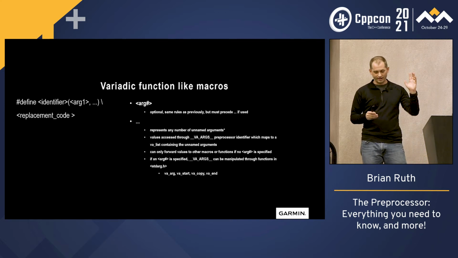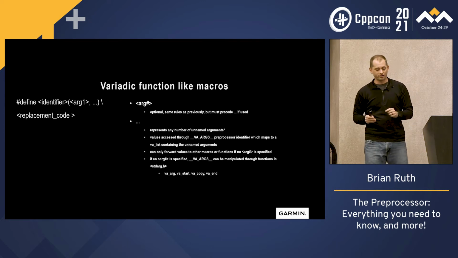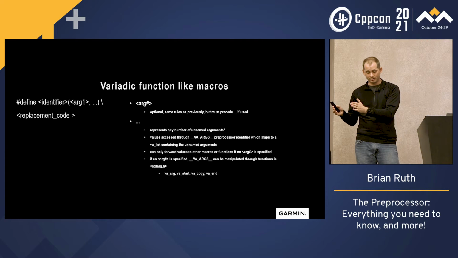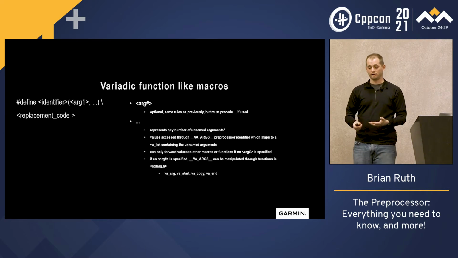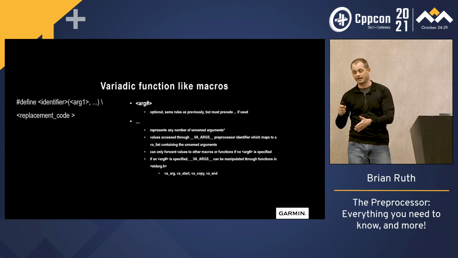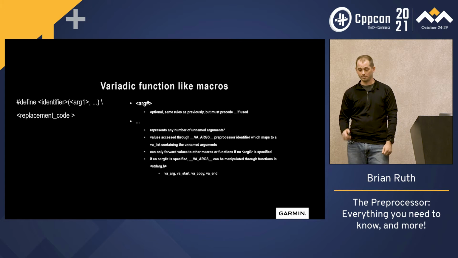There's an interesting way to handle 0 arguments in a second, but it requires that you have a named argument before the ... And then again, to manipulate those, you can see that va_arg, va_start, va_copy, and va_end are used in code to actually manipulate those values.